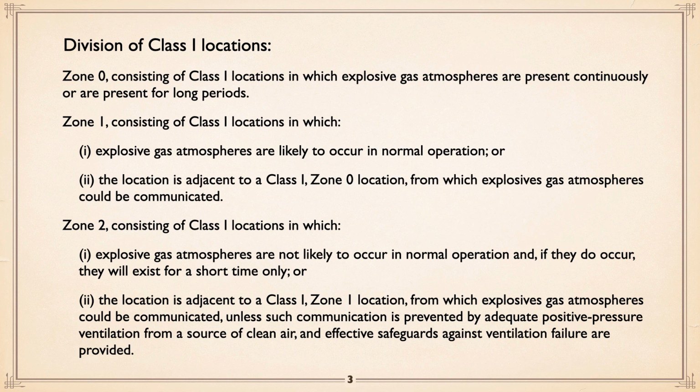Zone 2, again, class 1 locations where it's not likely to have explosive gas atmospheres normally, and if they do, it'll only last for a short time, or it's adjacent to a class 1 zone 1 location, from which the explosive gases are prevented from being communicated by means of positive pressure ventilation. Okay, that's what you're normally targeting with a pump station wet well, is to be class 1 zone 2.